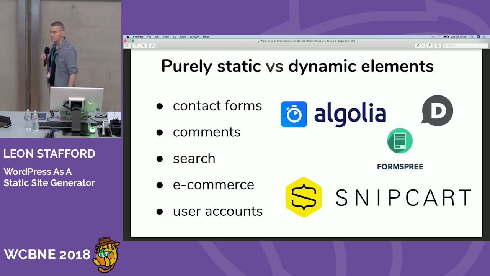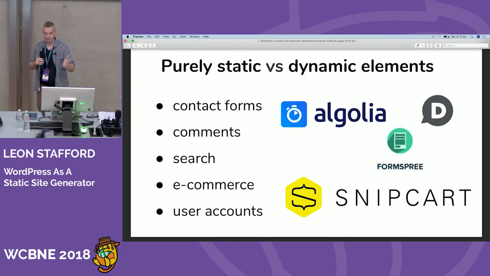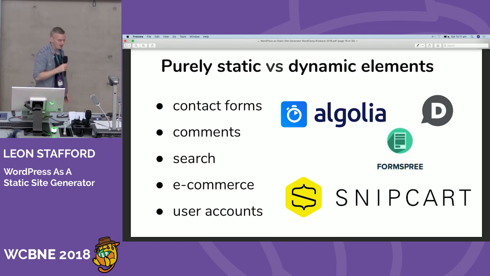E-commerce, you're not limited when you go static with your WordPress site. You can use something called Snipcart, which is a really nice JavaScript-based shopping cart. It works with their hosted platform, and does all the payments and everything.